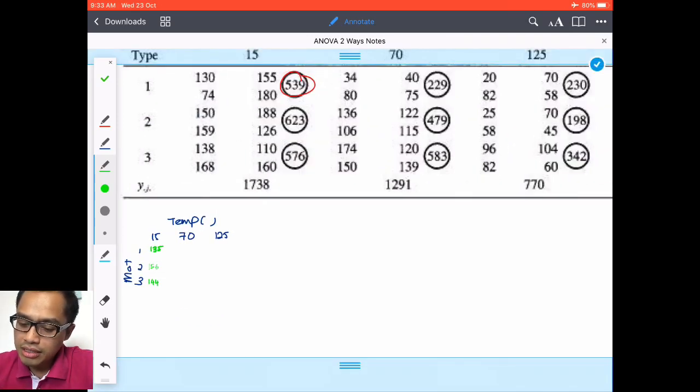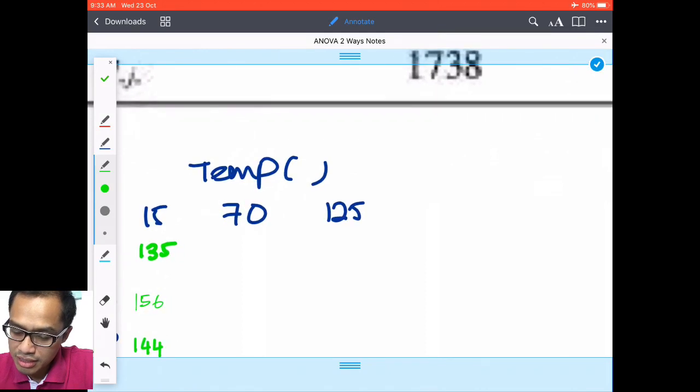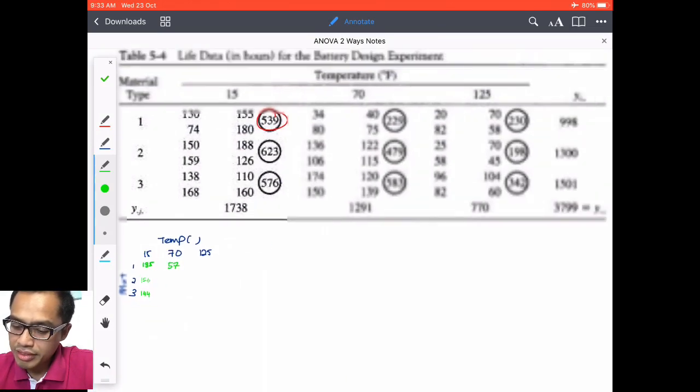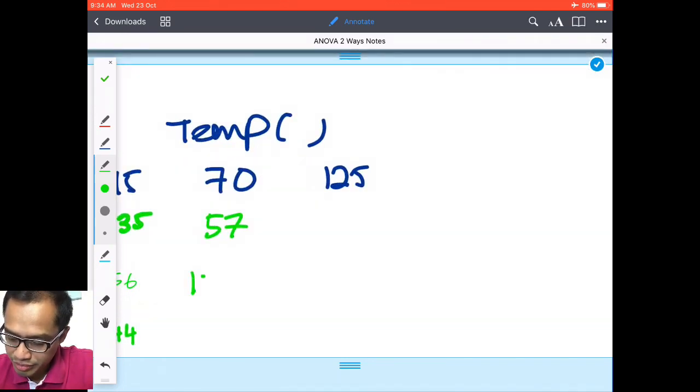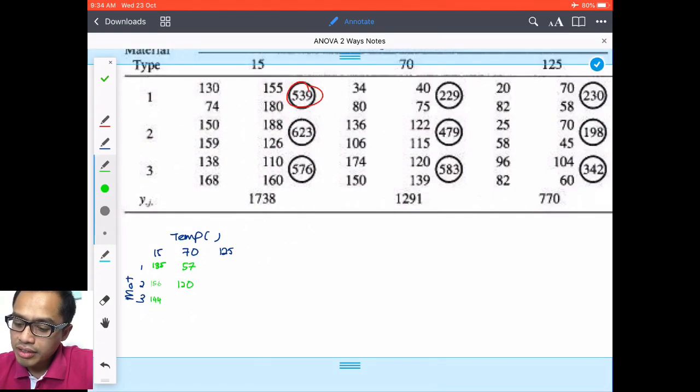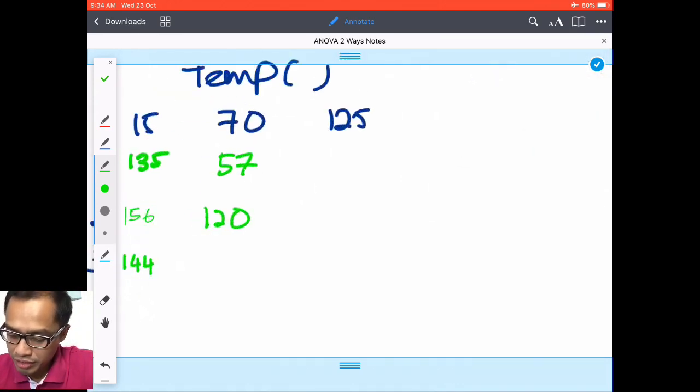144. This is a slow process. 229 divided by 4, 57. Right, 57. 479 divided by 4, 120. Right. 538 divided by 4, 135.